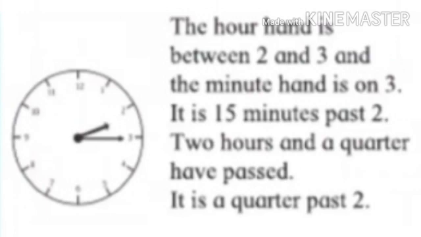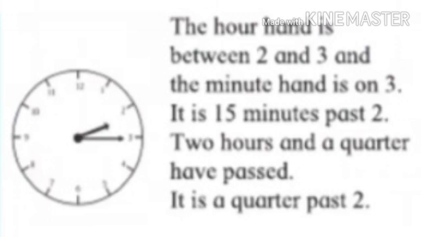Now in the next picture, in the clock, the hour hand is between 2 and 3. Hour hand means the shorter one. And the minute hand is on 3. Minute hand means the longer one. It is on 3. Means what is the time here? It is 15 minutes past 2. What is the time here? 15 minutes past 2. 2 hours and a quarter have passed.